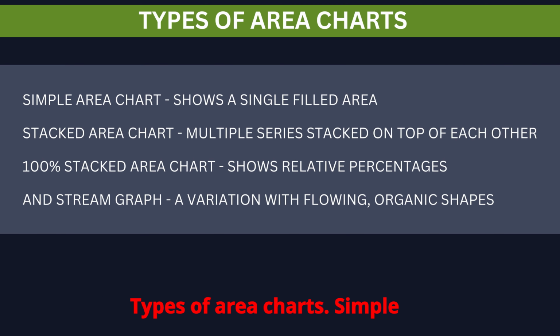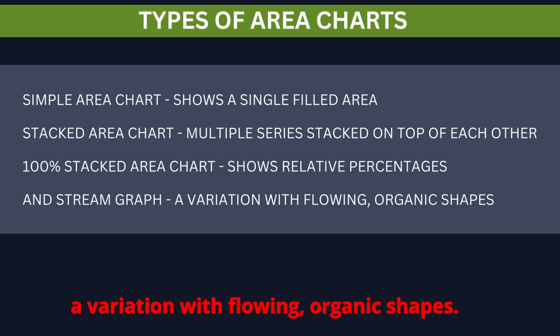Types of area charts. Simple area chart shows a single filled area. Stacked area chart, multiple series stacked on top of each other. 100% stacked area chart shows relative percentages. And stream graph, a variation with flowing, organic shapes.